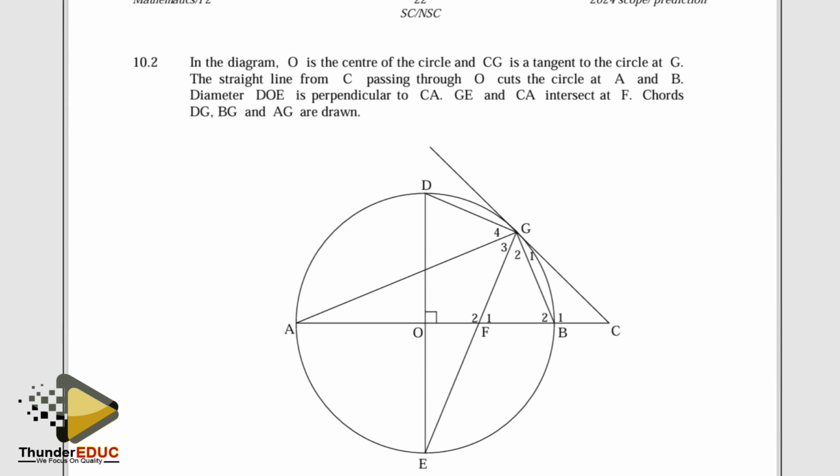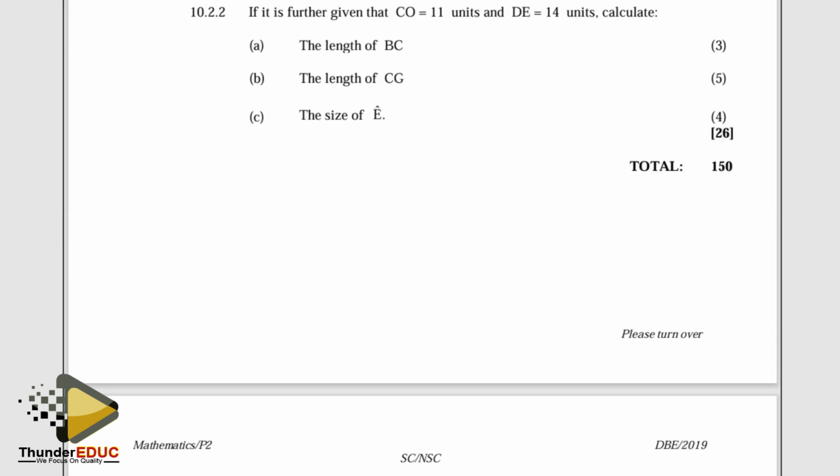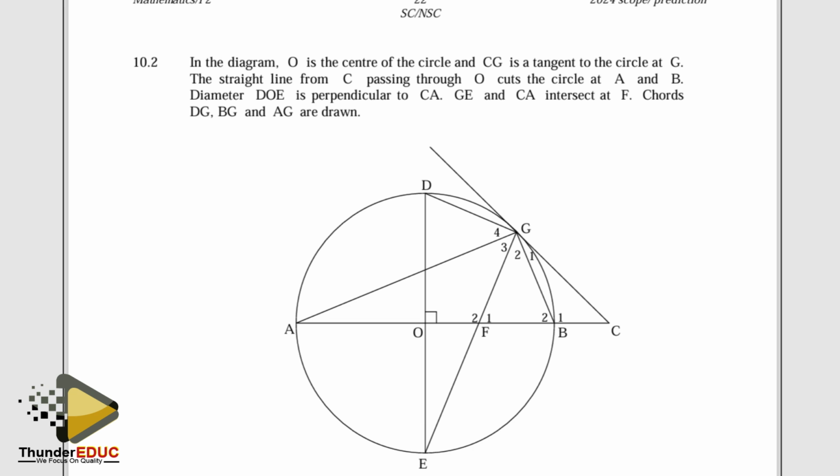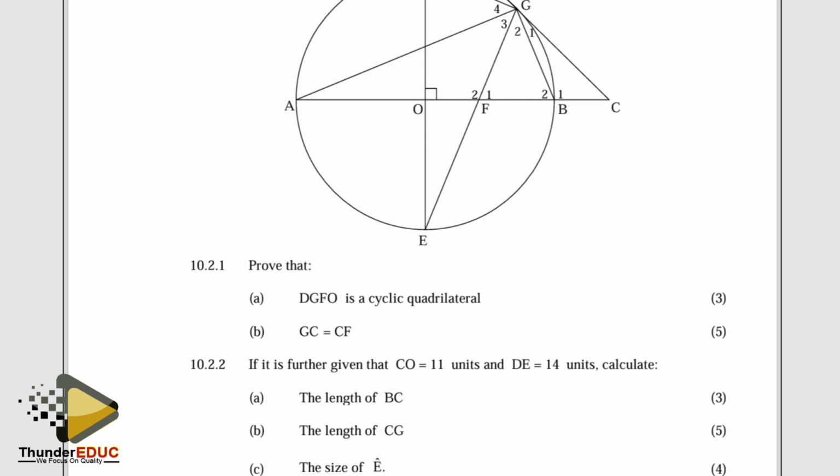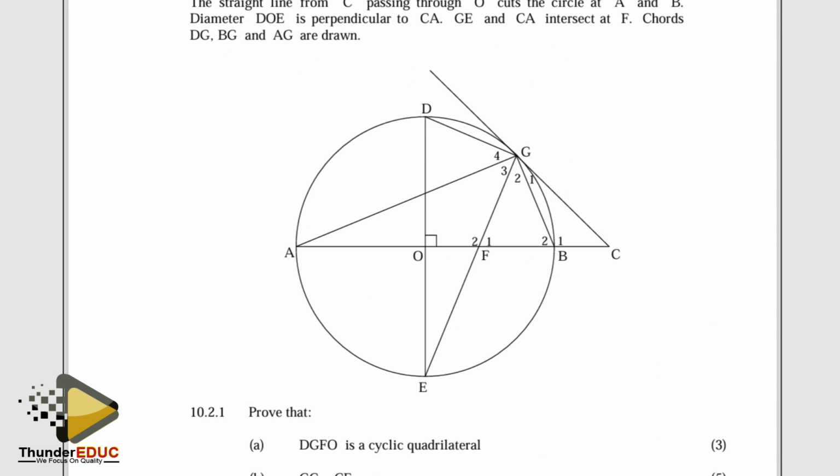Okay, then the second question is telling us that in the diagram, O is the center of the circle, and there's a tangent, a straight line passing through that. We have chords, perpendicular lines, and they intersect. Can you prove that DGFO is cyclic?